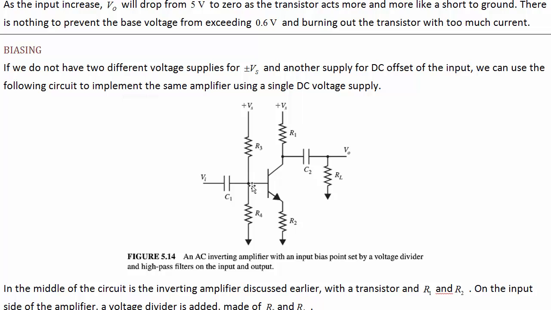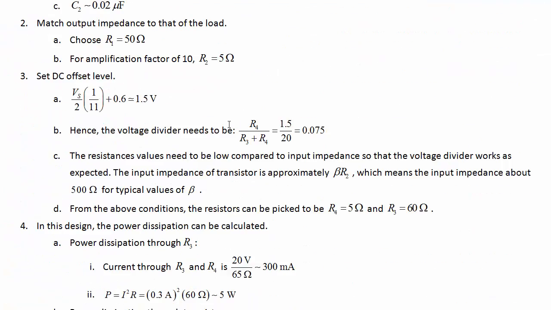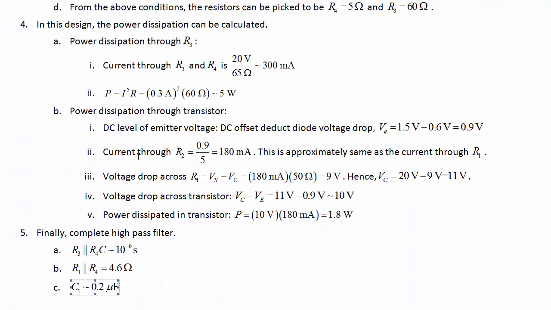So we've got this in parallel with R3, in parallel with beta R2. But beta R2 is much bigger than those two, so let's ignore that one and just look at R4 in parallel with R3. And so that's the effective resistance that we use with the capacitor to set our high-pass filter.